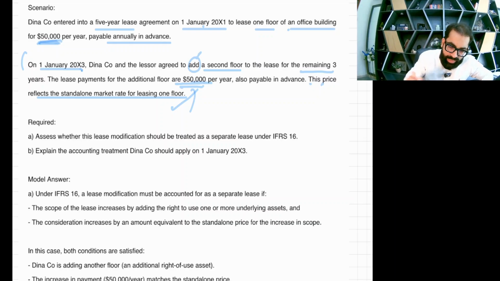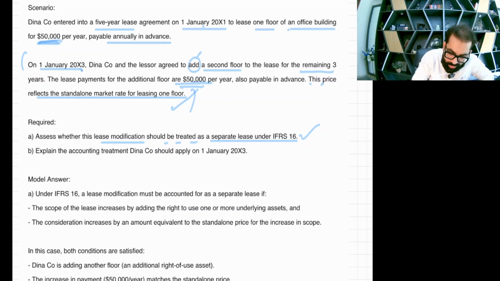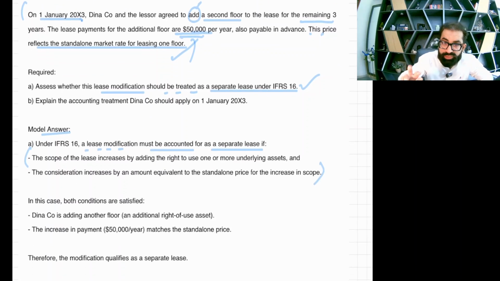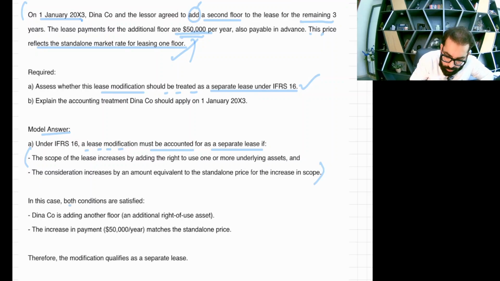Okay, now assess whether the lease modification should be treated as a separate lease under IFRS 16. Yes, because both conditions are met. Under IFRS 16, a lease modification must be accounted for as a separate lease asset. This is the same two conditions which I just explained. It is written here. In this case, both conditions are satisfied.